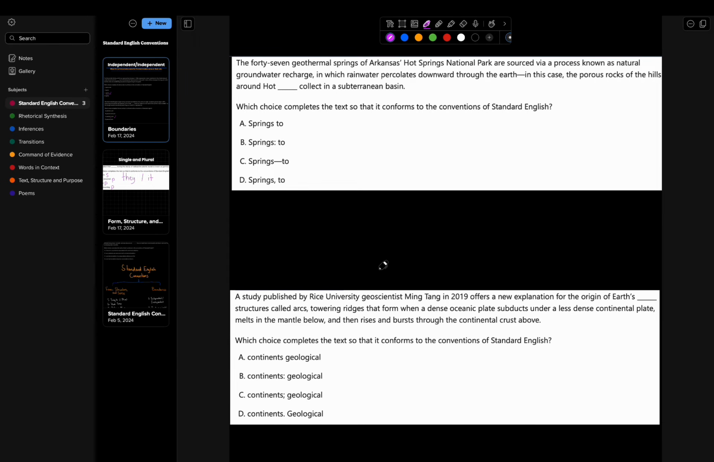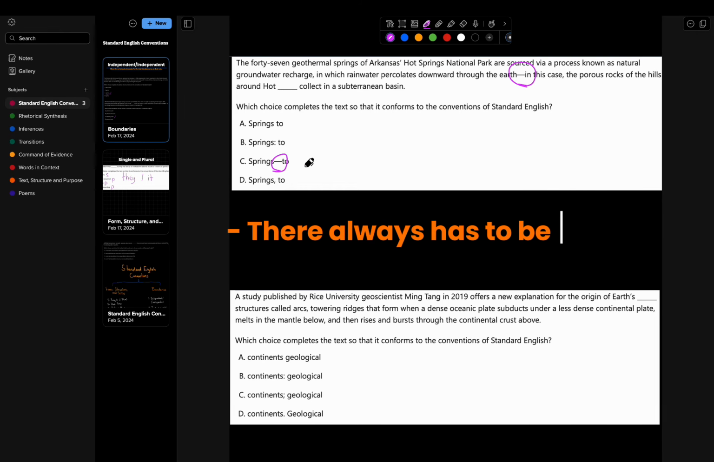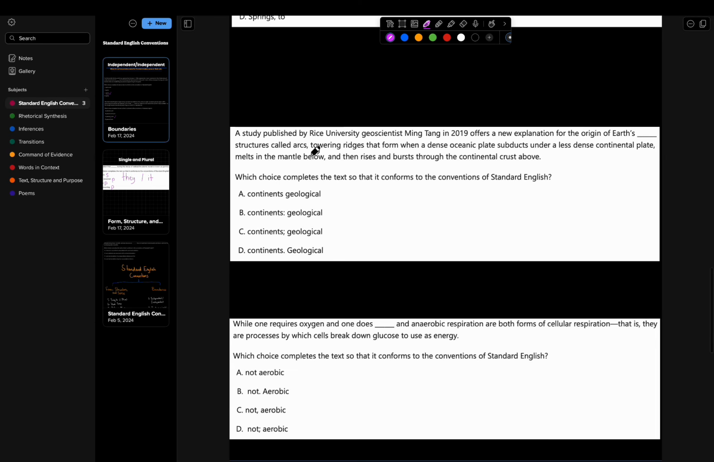Alright, here's another example. We can see that there is a dash in the sentence, and Rule 8 says there always have to be two dashes, but we can only see one dash here. So you'll pick the multiple choice that contains the dash, which is multiple choice C.